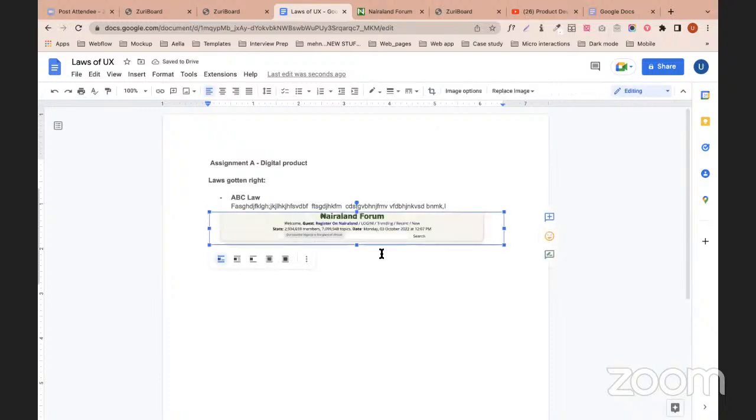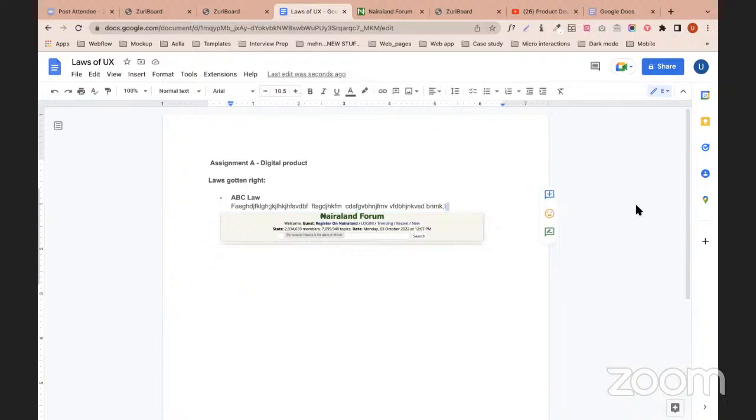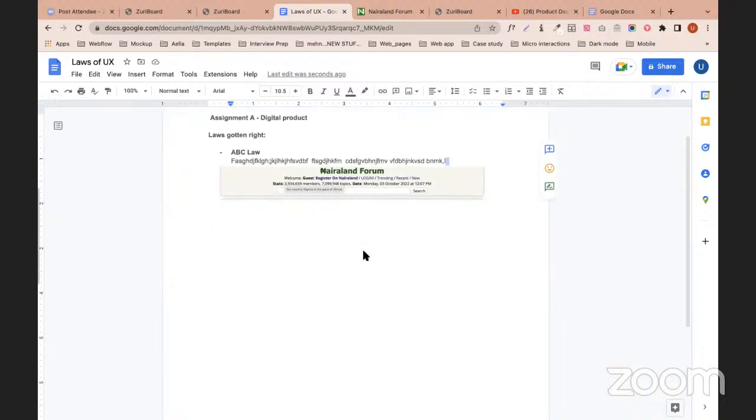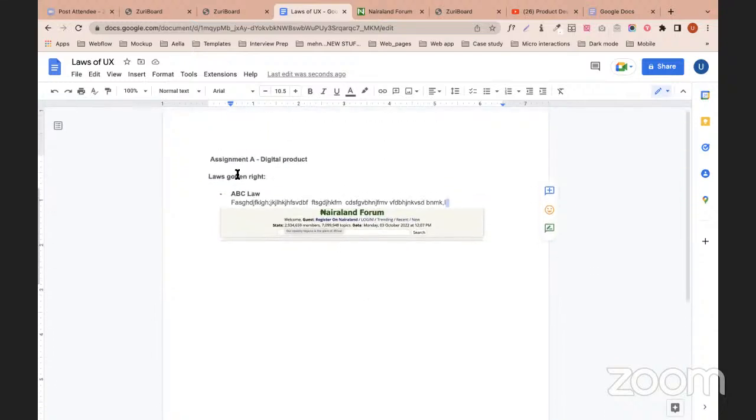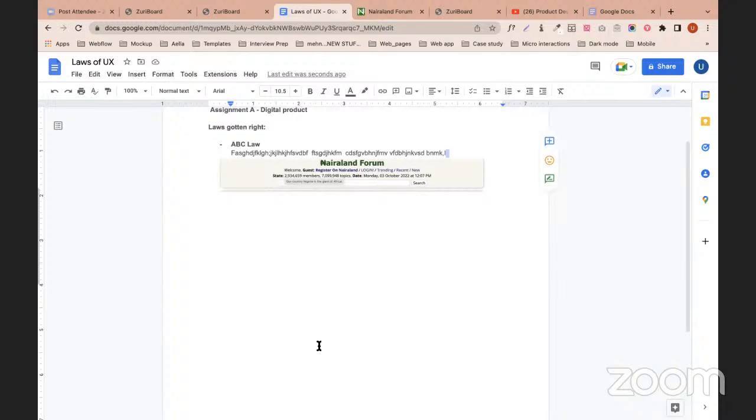Into the next one. So you just have to do them like that and keep going. So when this ABC law is done, you can bring BFD or whatever law it is, and add the screenshots under. So when it goes to laws gotten wrong, you can now put the name under and put the laws with their screenshots like that. Do you understand?